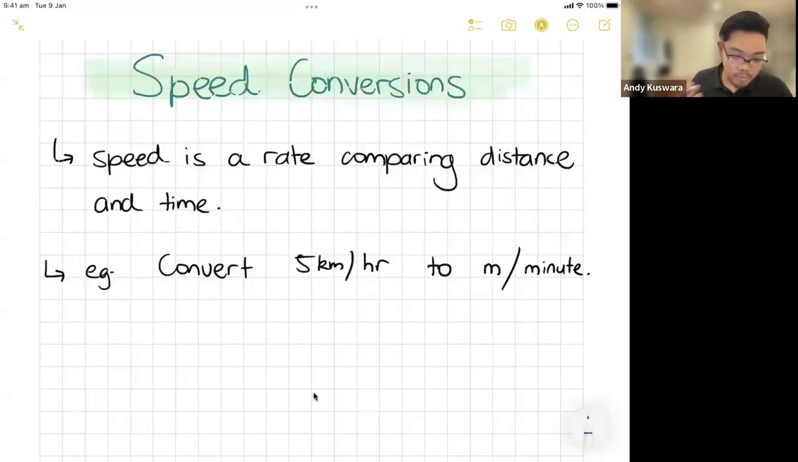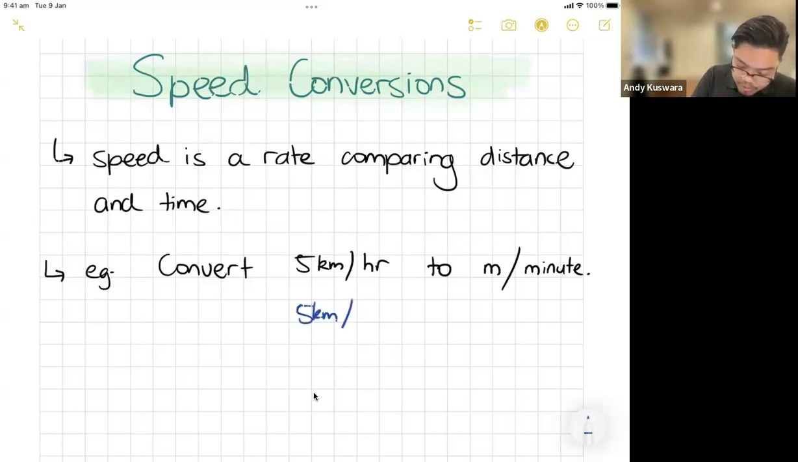Hopefully you do. Okay, so we're talking about speed conversions. It's going to be very similar to yesterday. But now we might need to, yeah, because speed is a rate comparing distance and time. But what we want to do here is convert from a bigger unit to a smaller unit. So from kilometers per hour to meters per minute. Okay, now we're going to work it out the same way.